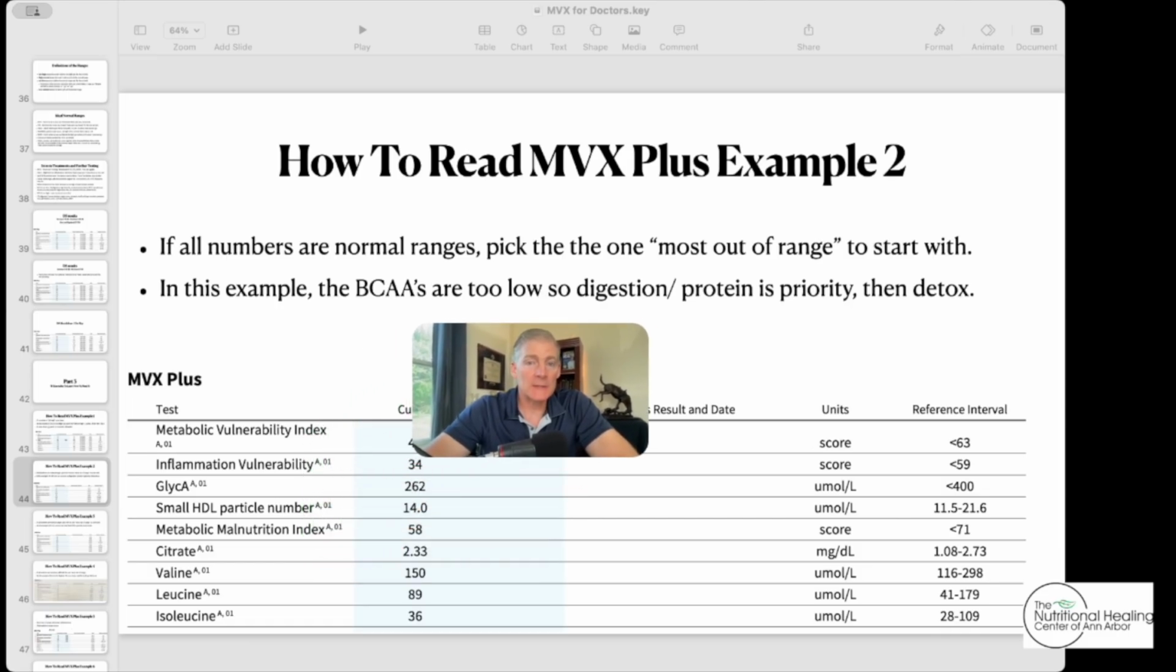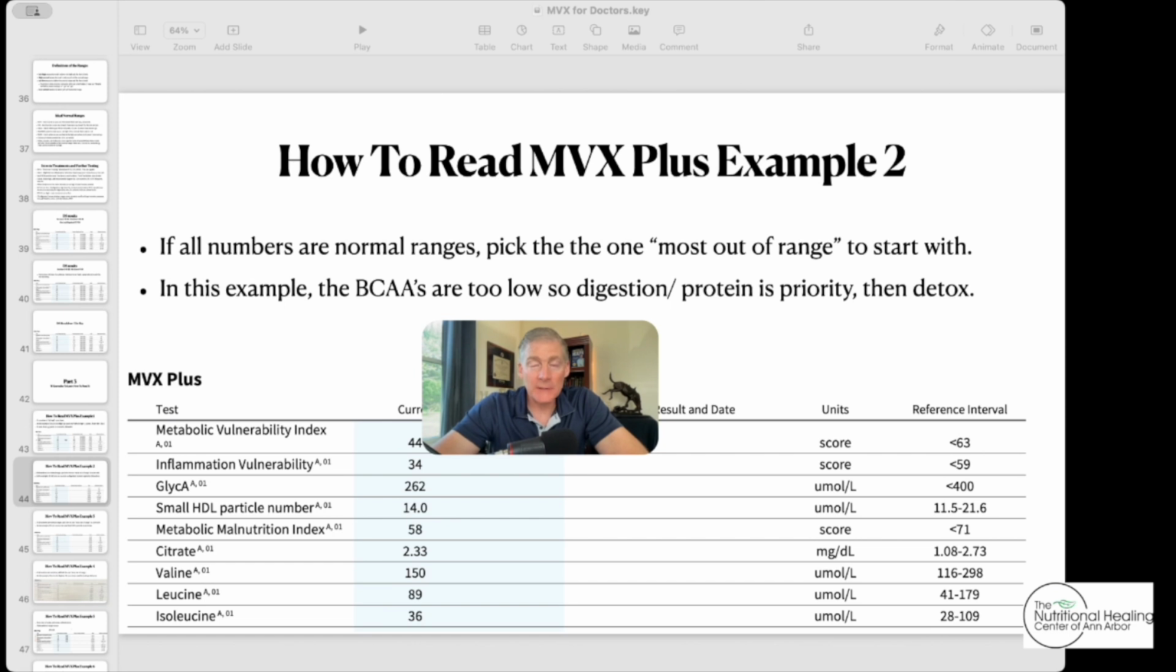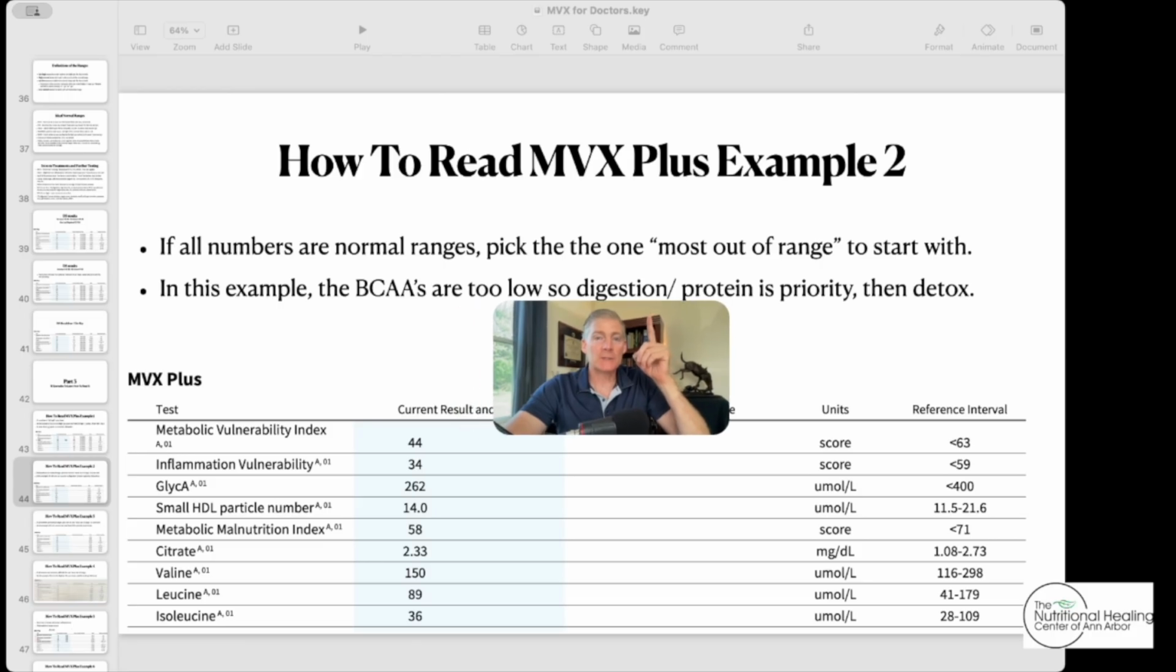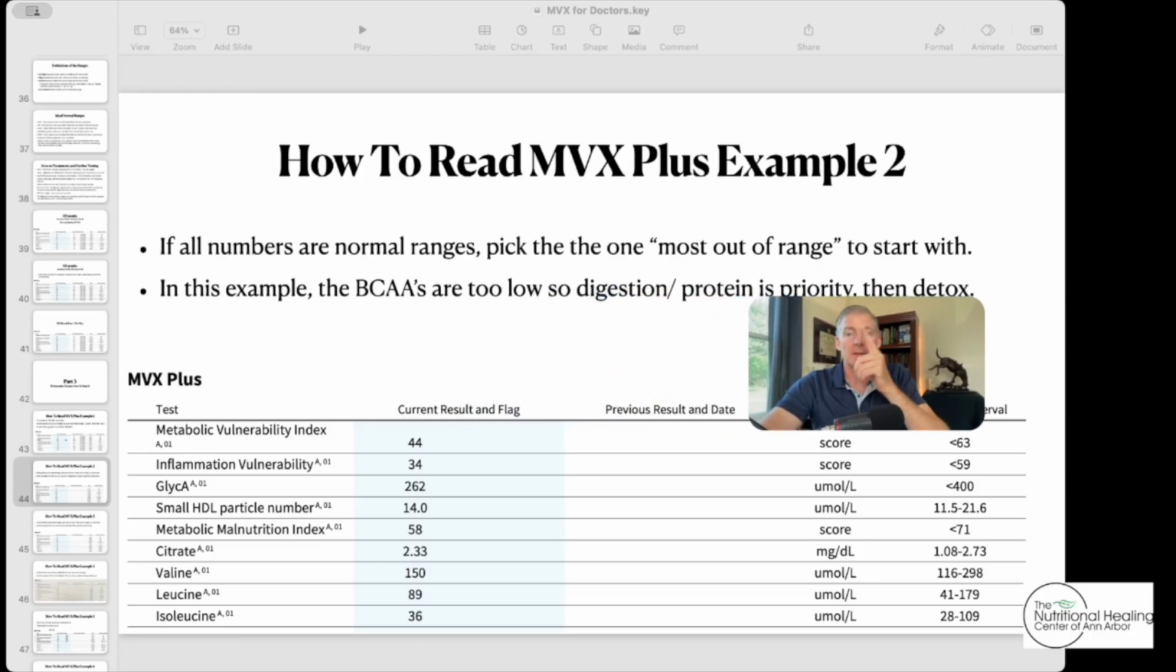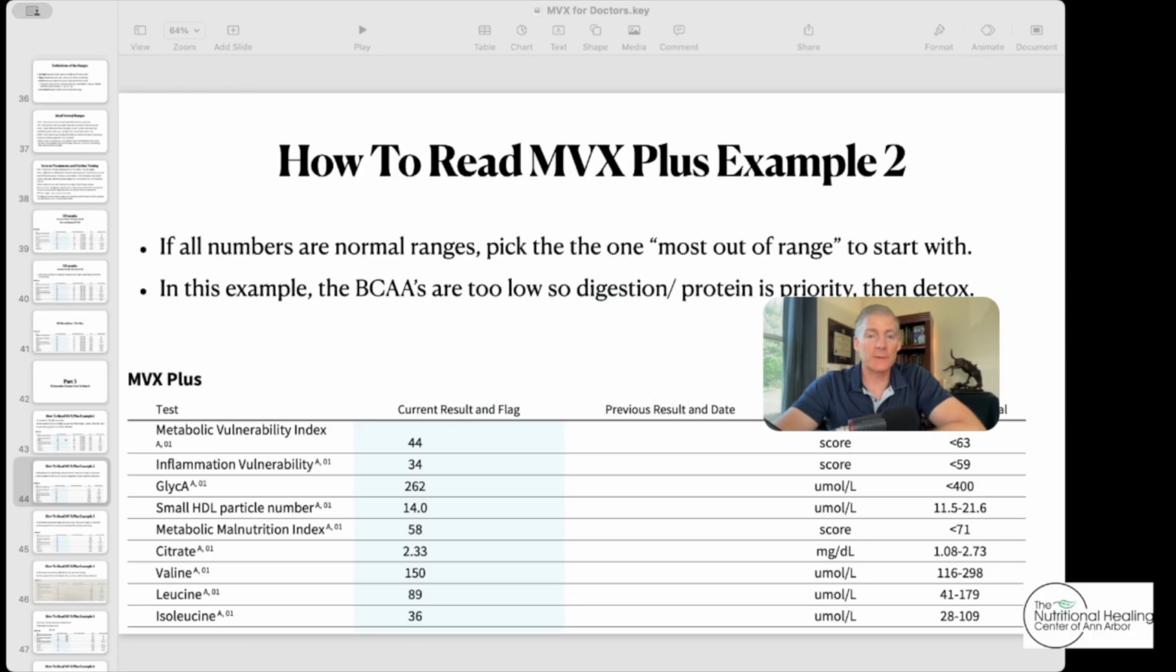So in this case, are they eating enough protein? Are they digesting the protein? Are they eating too much sugar? Those are the two main factors. So I wrote it right here above me. Check their digestion. Are they eating enough protein? And also detoxing is important for this person.